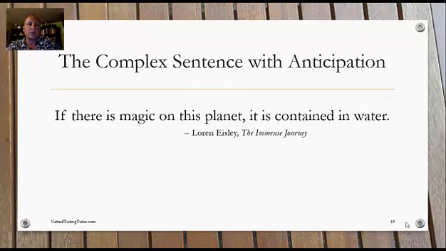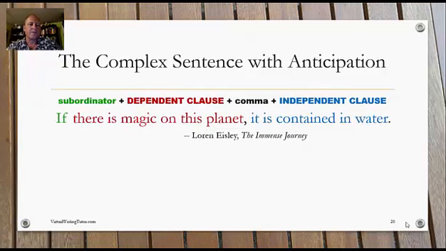Now let's turn our attention to the complex sentence. Let's look at an example. If there is magic on this planet, it is contained in water. Let's have a bit more closely. The first part of the sentence begins with a subordinator and a dependent clause. The subordinator is if. The dependent clause, there is magic on this planet. Then we have a comma separating this anticipation from the rest of the sentence. And then we have the independent clause, it is contained in water.